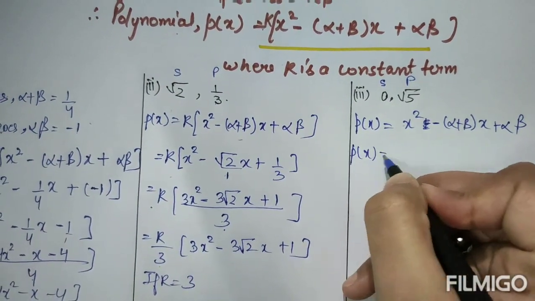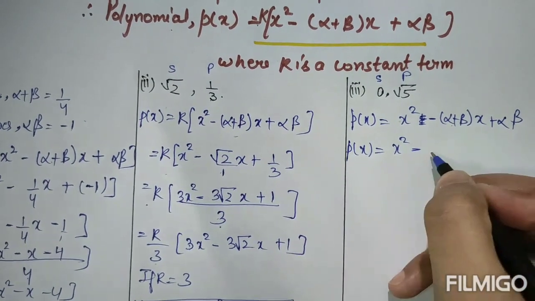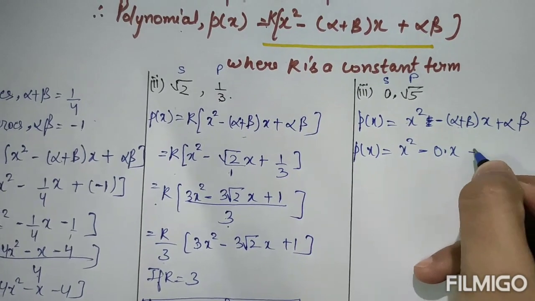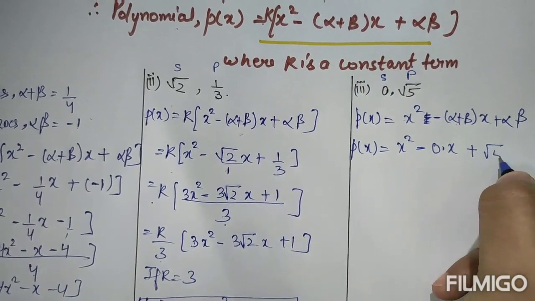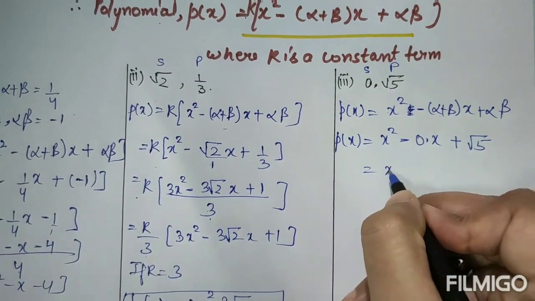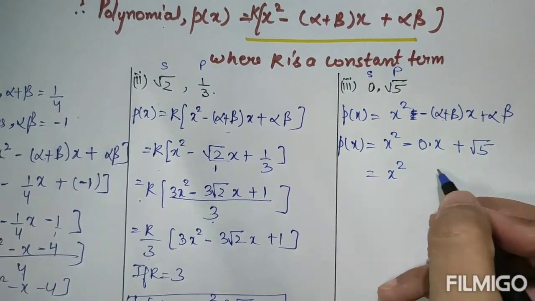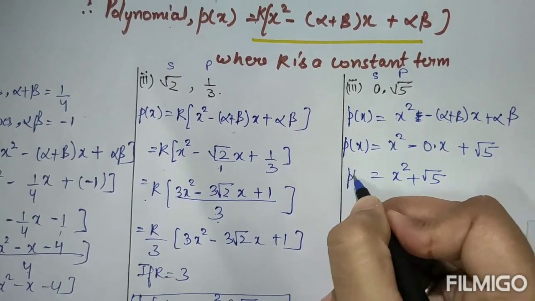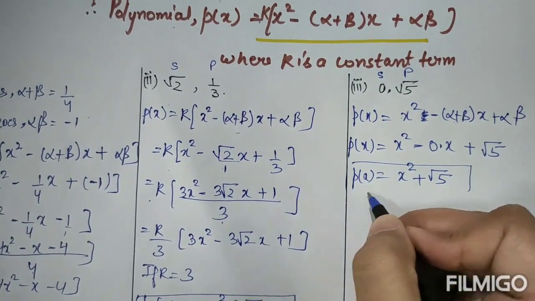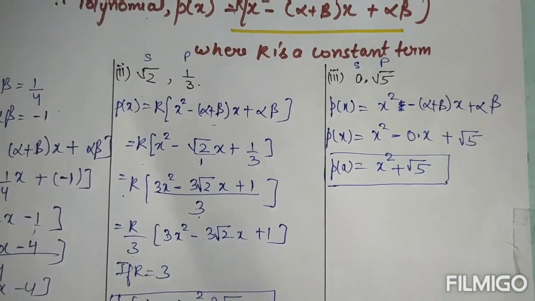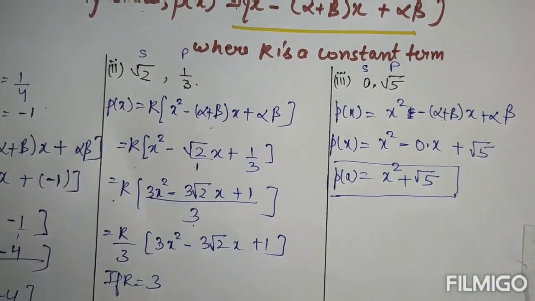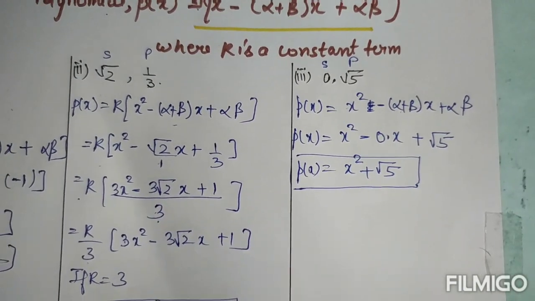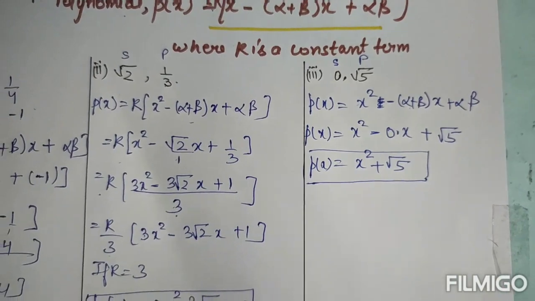Now p(x) will be equal to x square minus sum of zeros, which is 0, into x plus product of zeros, which is root 5. So that term will become 0, and you will be left with x square plus root 5. This will be your respective polynomial. So I hope you understood it. Now we will move to the next.